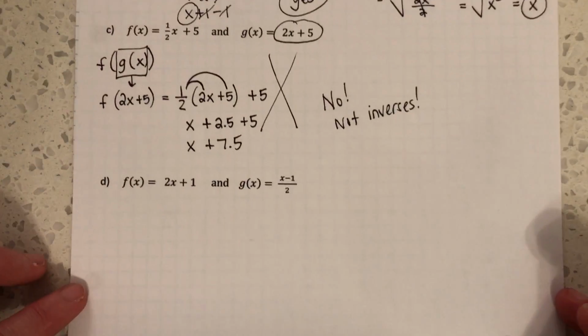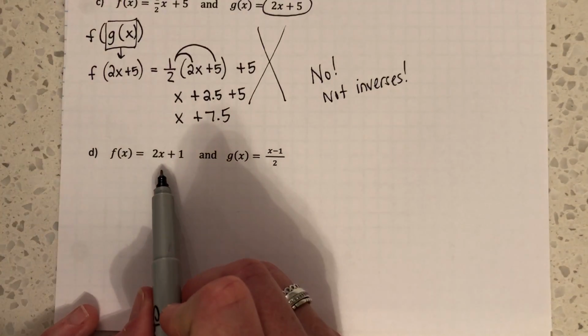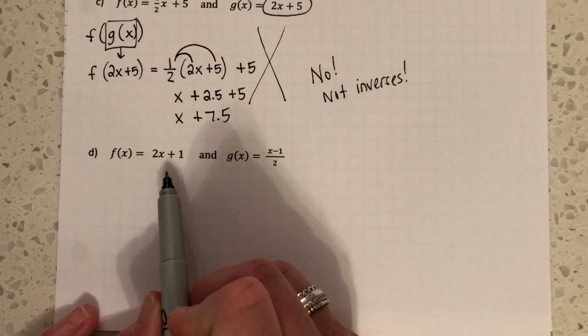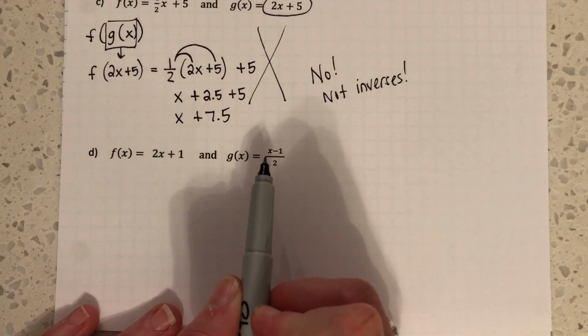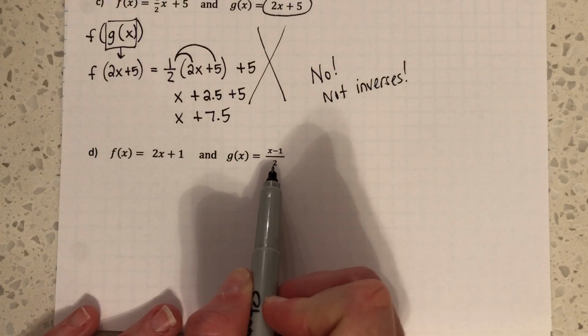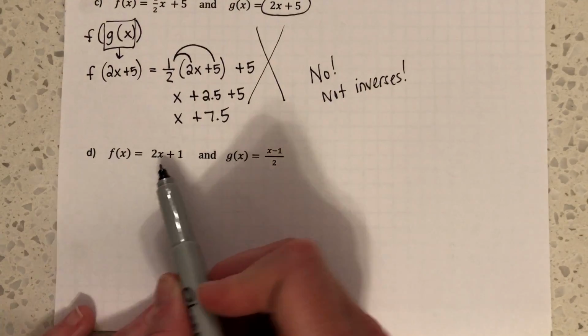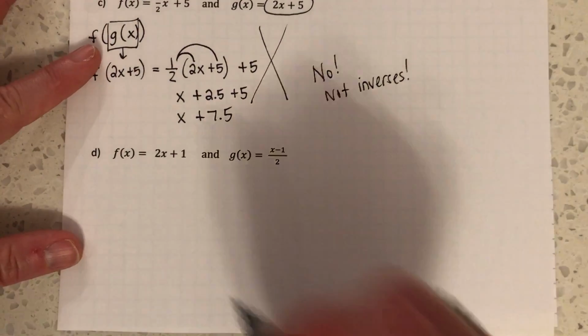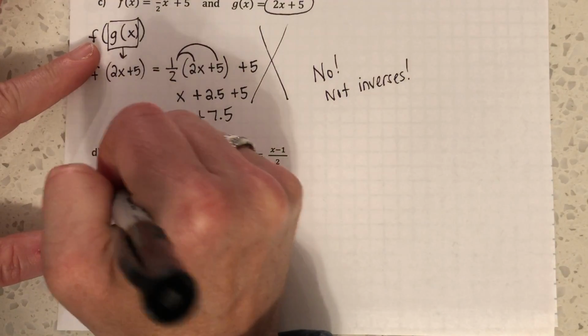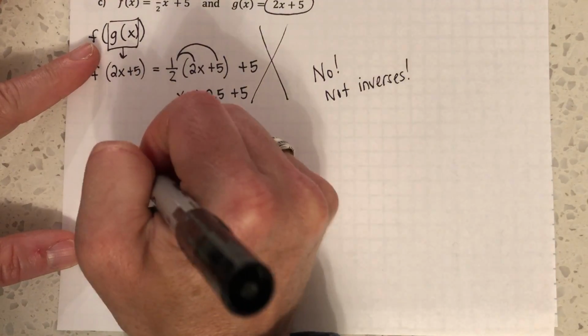All right, look at the last one. Are these inverse functions? Will his operations cancel out all of his operations? And will these operations cancel out all of those operations? Well, let's see. Let's find their composition. So let's find f of g of x first.